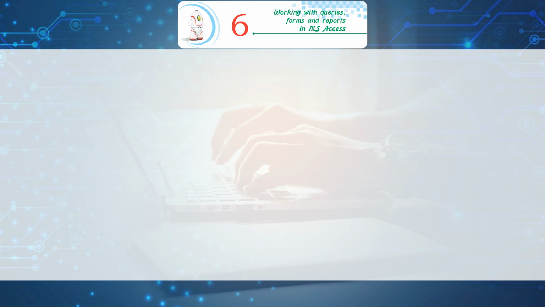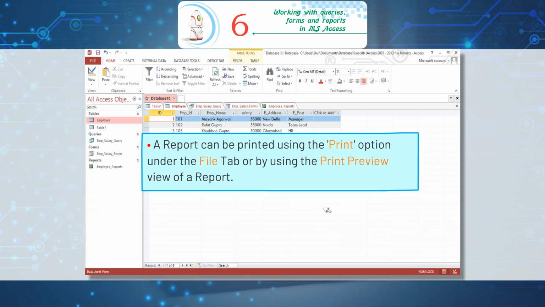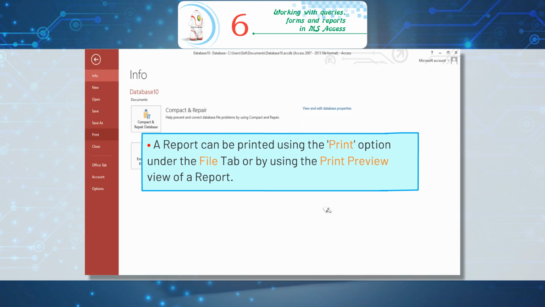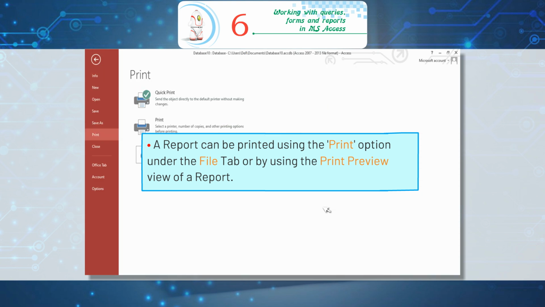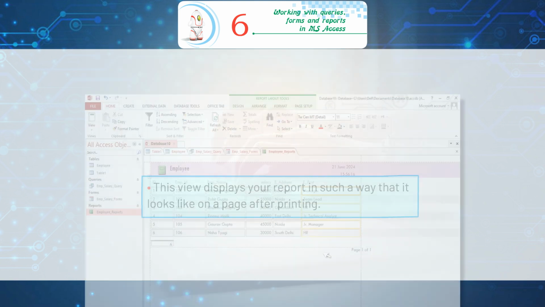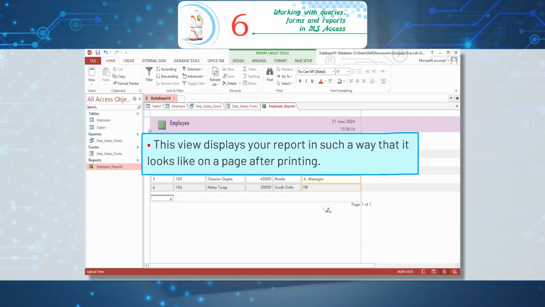Printing reports. A report can be printed using the Print option under the File tab or by using the Print Preview view of a report. This view displays your report in such a way that it looks like it will on a page after printing. This view also allows you to select the page orientation, page setup, etc.